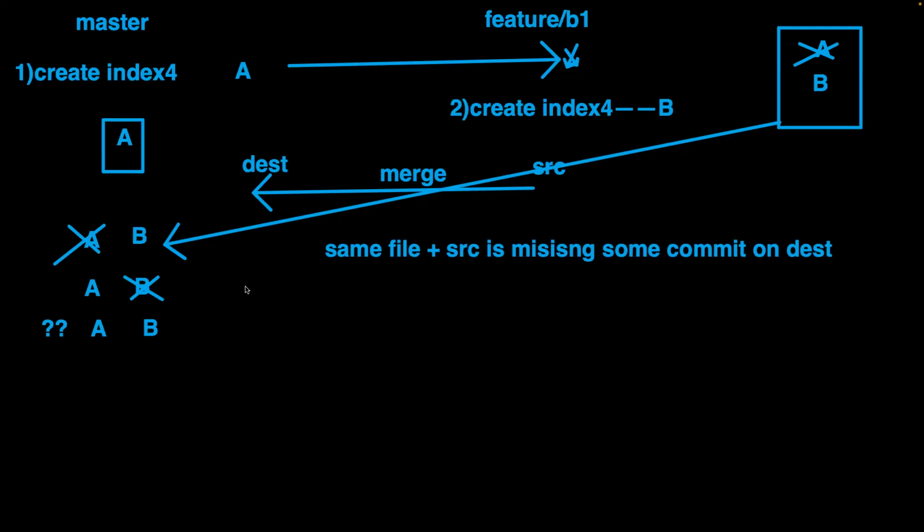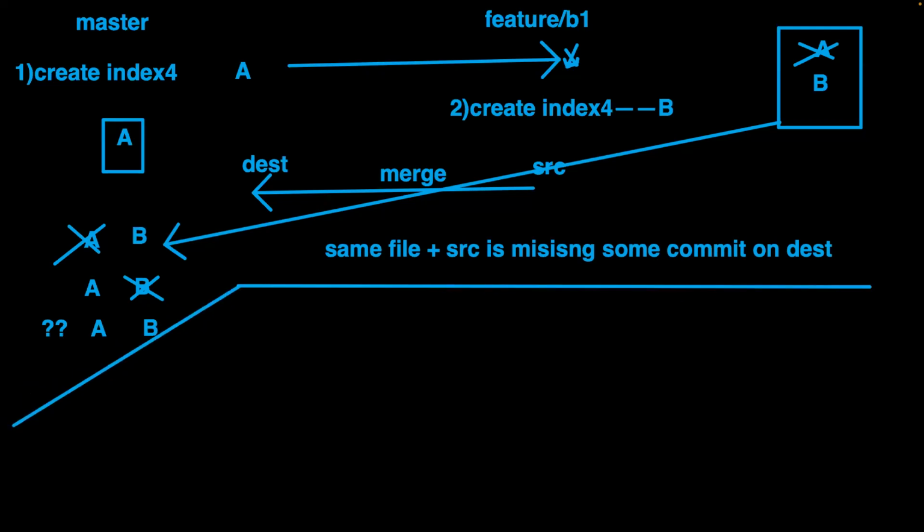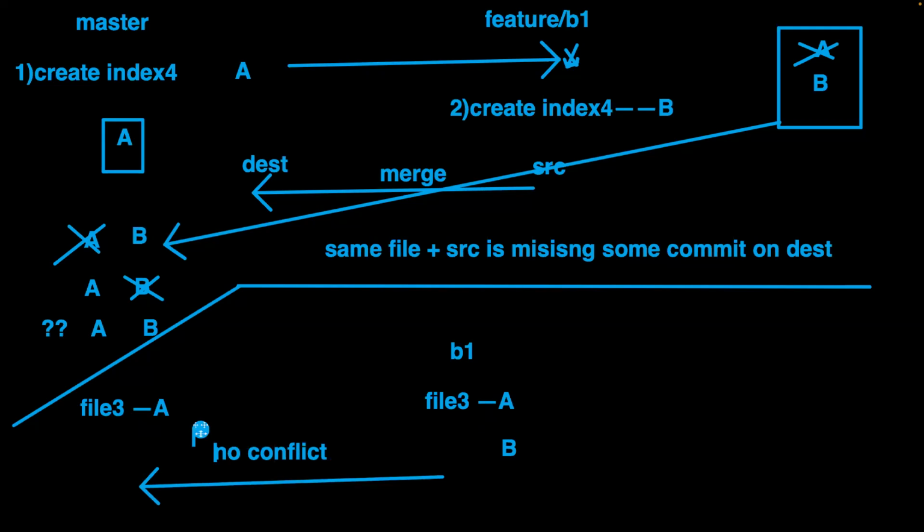There is a misunderstanding that if it's the same file, you get a conflict, but that's not the case. Take another use case, similar to the one we did yesterday. Let's say on the master branch you have some file 3 with a commit A. Then you made a B1 branch. When you made B1, obviously this file 3 with commit A will be there. Then let's say you made some commit B on the same file. Then if you are merging, you will not get a conflict. This is a no-conflict scenario because it's the same file, but the source is not missing any commits that are there on the destination, so there wouldn't be any conflict.